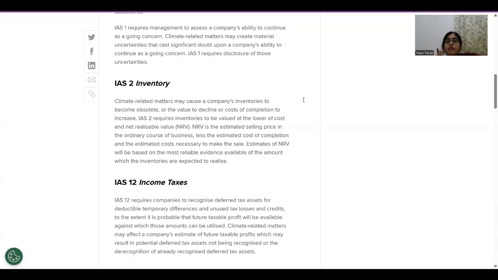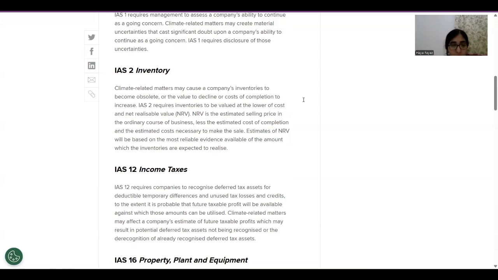So that's what it's trying to say, that you would have to disclose the effect of that on this IFRS standard, like what exactly you will do under this IFRS standard, or you should know that all these IFRS standards will be affected.